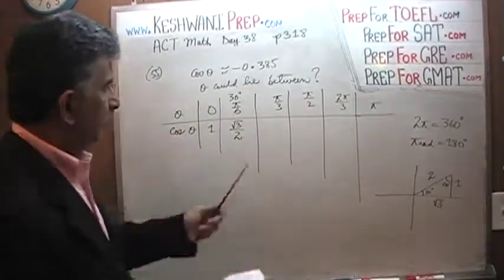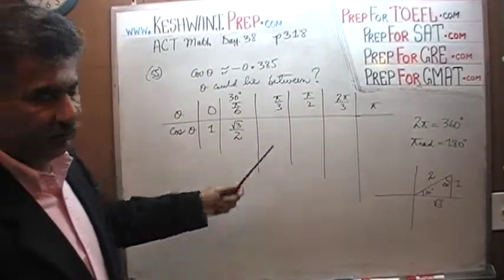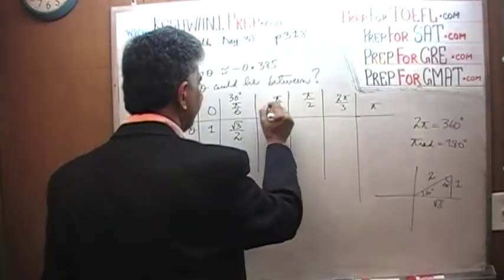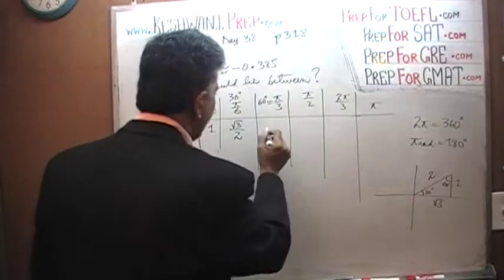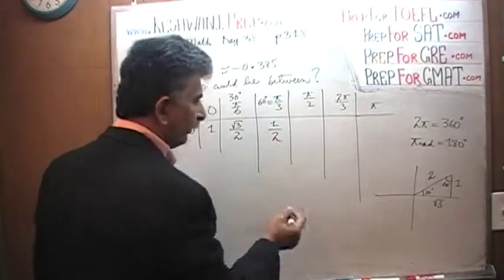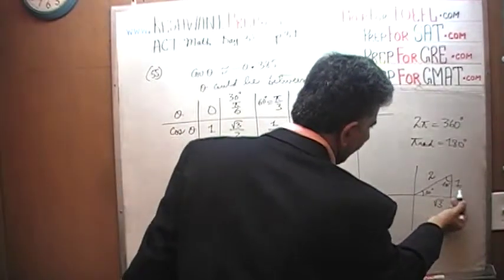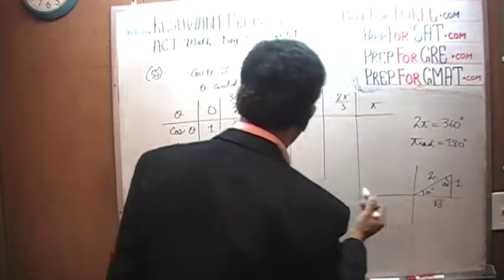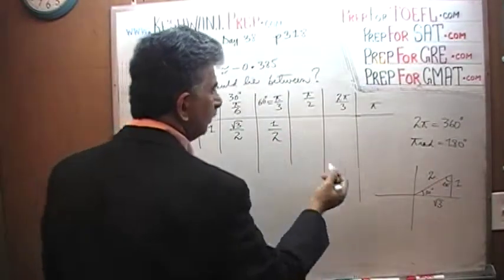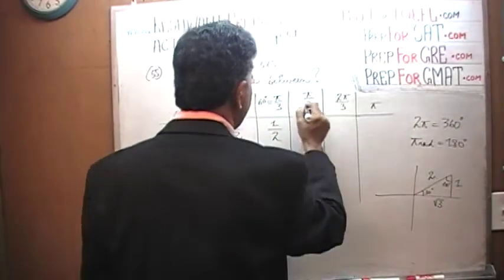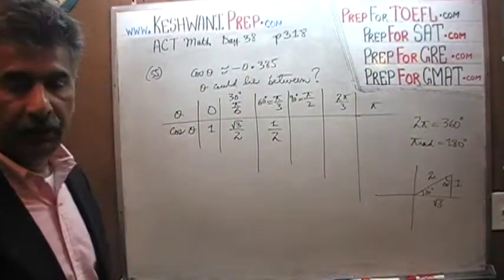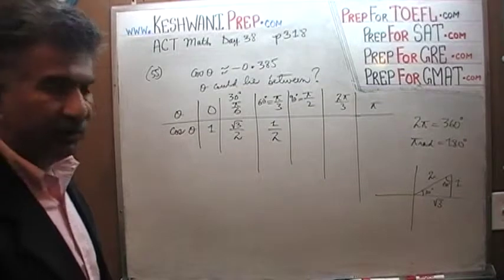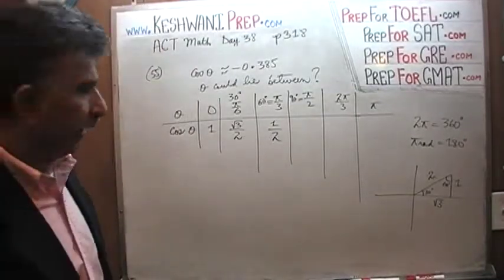Pi over 3, 180 divided by 3 is 60. So this is 60 degrees. And for 60 degrees, I'm going to pick up speed here, it's going to be half. As you can see here, if you're looking at 60 degrees, the cosine is going to be 1 over 2. Pi over 2, pi is 180, so it's 90 degrees. If it's 90 degrees up, then there is no base there because it's a vertical line. It's going to be 0.